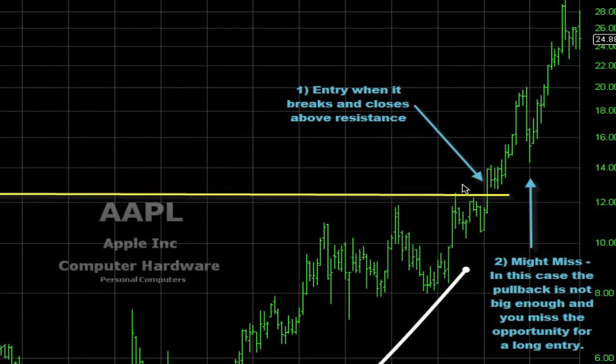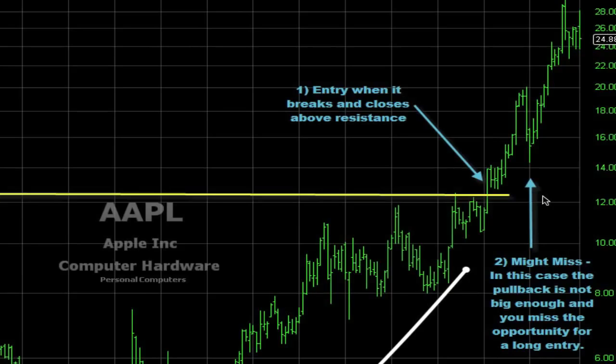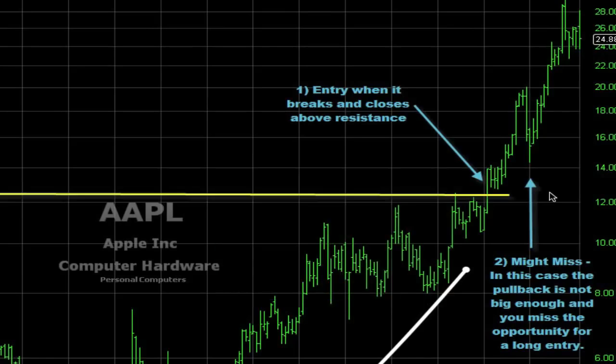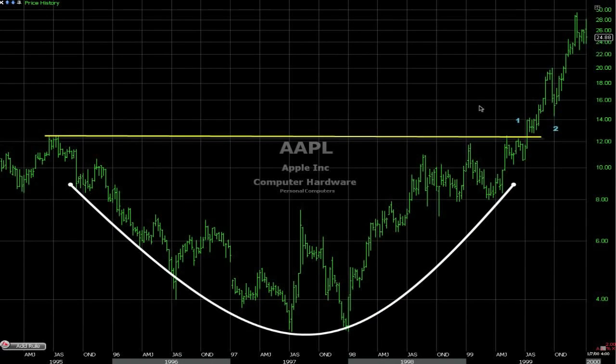The first one is when we get a confirmation of the rounding bottom, meaning a close above the resistance. This has a high hit rate and a decent risk to reward. The second opportunity has a higher hit rate and has a good risk to reward. It's when you got your pullback down to the breakout area. So what were resistance is now support. The problem here is that you might miss the entry as the price doesn't always pull back. Like in this situation, the price doesn't come all the way down to your breakout area, so you miss this trade.